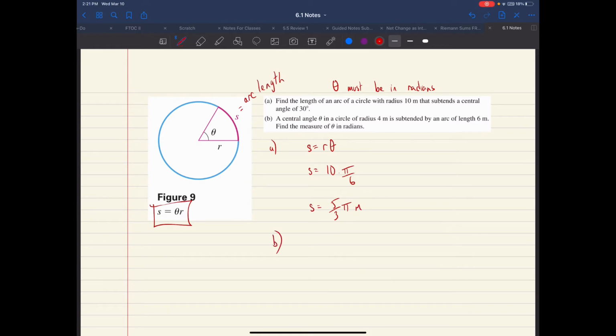For B, it has us solve for something else. It says a central angle theta in a circle of radius 4 is subtended by an arc of length 6 meters. Find the measure of theta in radians. This one is giving us the arc length, which is 6, and the radius is 4, and we're solving for theta. So theta would be 3 over 2 radians.